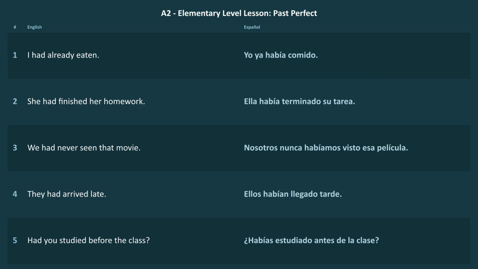Ya había hecho la comida. I had already made the meal. Él había dicho la verdad. He had told the truth. Nosotros habíamos abierto la ventana. We had opened the window.